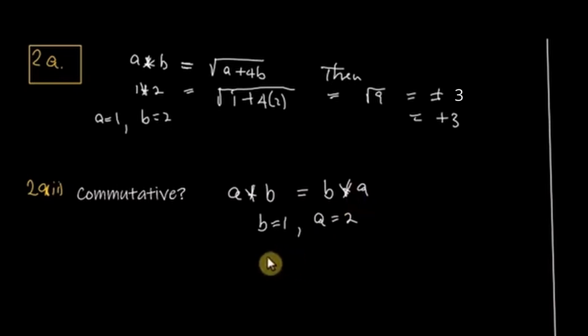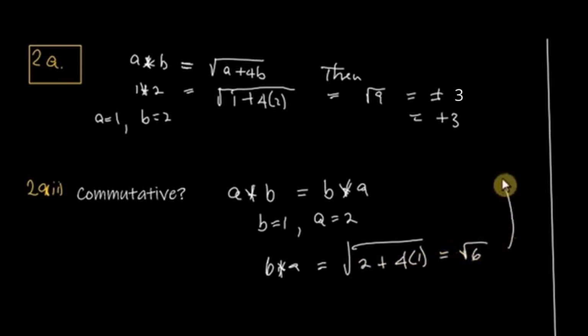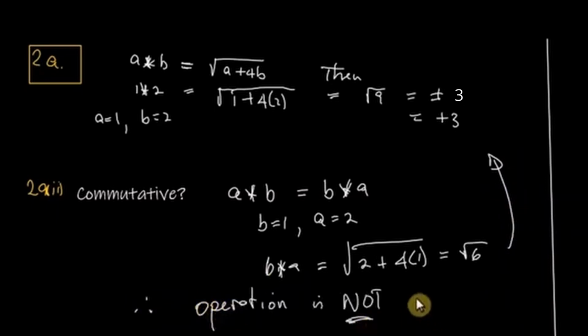So we would have b star a will be equal to, where b is now 1 and a is equal to 2, the square root of 2 plus 4 times 1, and that is equal to the square root of 6. This is clearly not equal to 3, therefore we can conclude that the operation is not commutative.